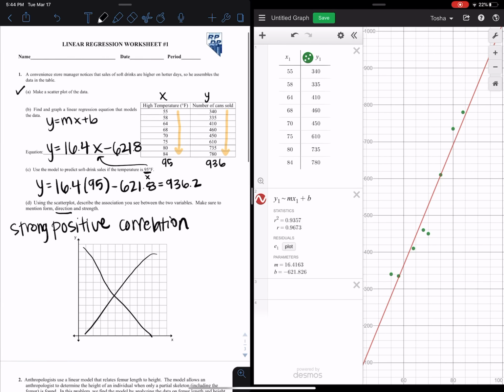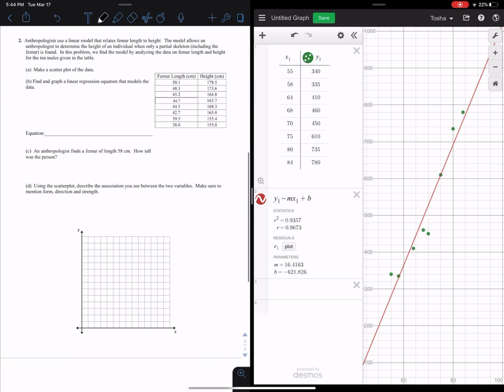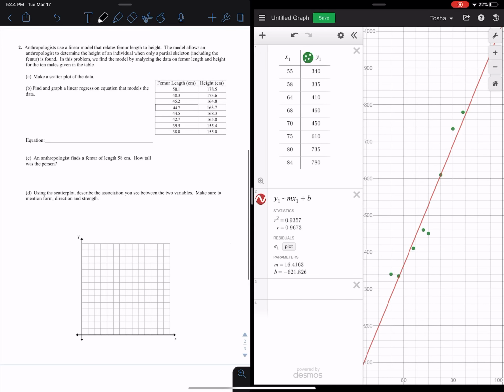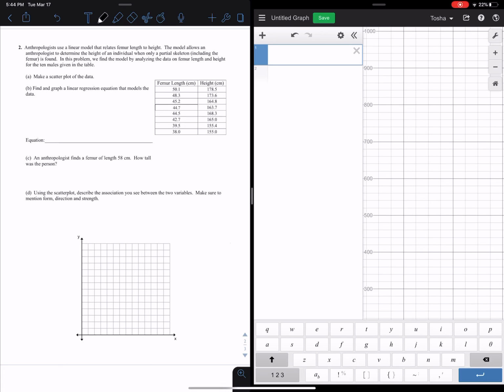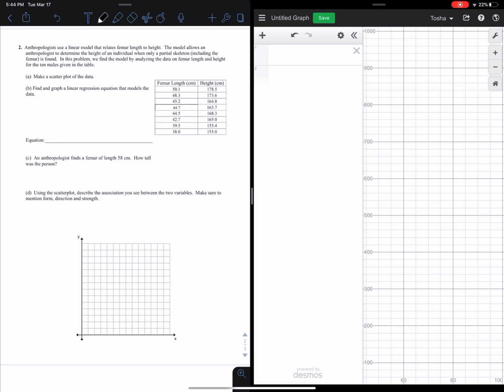So we're going to go through one more example, which is this one. And I'm going to close out the table that I already had because we're going to have different data. So I just wanted to clear out the stuff that was already on there. So number 2 says anthropologists use a linear model that relates femur length to height. Now femur length, that's the bone in your thigh that goes from your hip down to your knee.